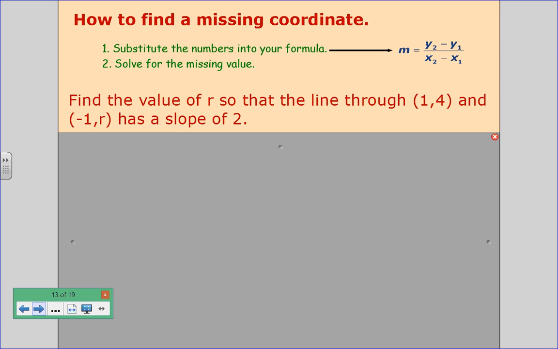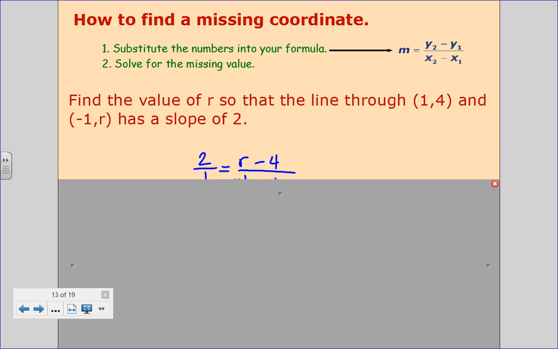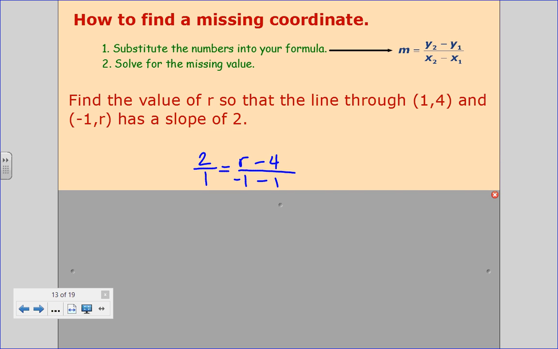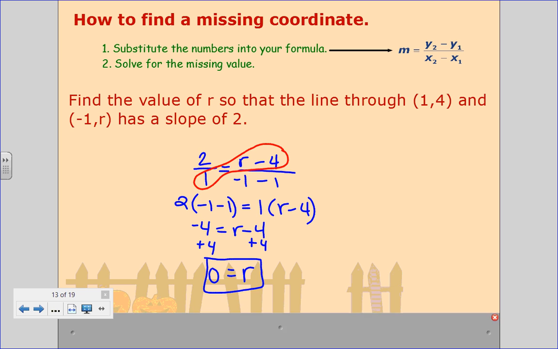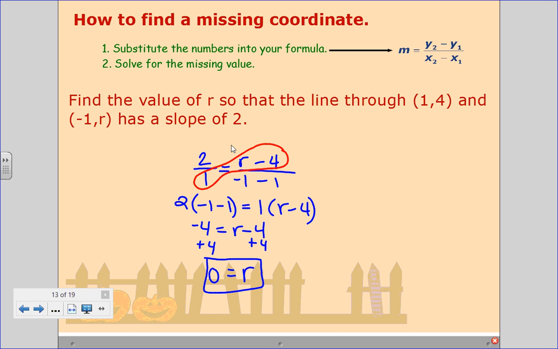So why don't you try another one of these on your own? Once you're done, click pause, try it, then click play, and we'll come back together and check it. Okay, so you've just done this problem. It had a slope of 2, so again, I would set that up as 2 over 1, so that when I cross multiply, I have something to multiply with. And then after the distribution and simplifying and isolating of r, we should get r's value to be 0. So the point would become negative 1, 0. That would make this true.